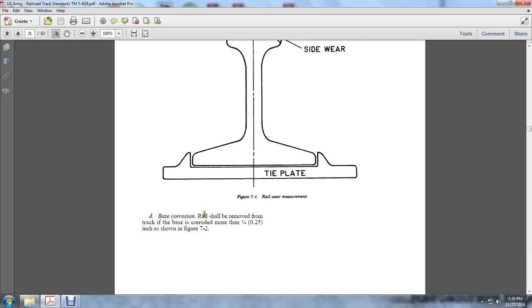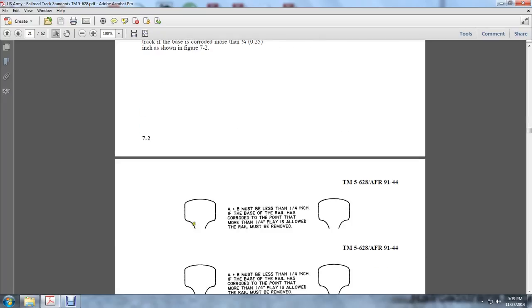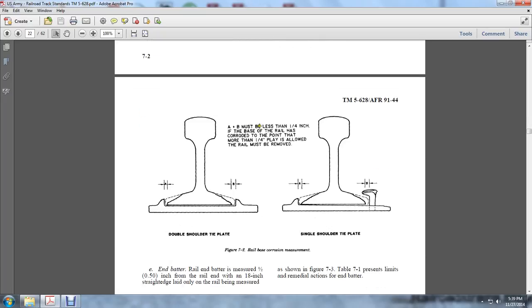The base corrosion of the rail shall be removed from the track if the base is corroded more than 1/4 of an inch, as shown in Figure 7.2. A and B must be at least 1/4 of an inch, and if the base of the rail is corroded more than 1/4 of an inch, the rail must be removed from the double shoulder tie plate and single shoulder tie plate. You see the A and B, 1/4 of an inch.